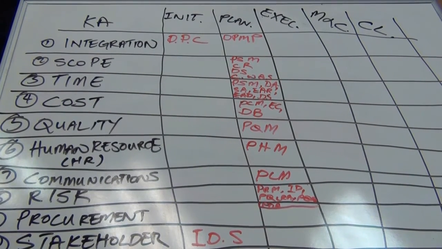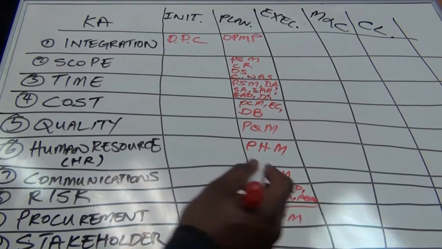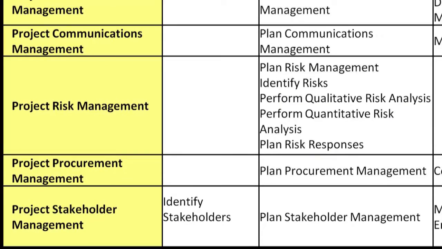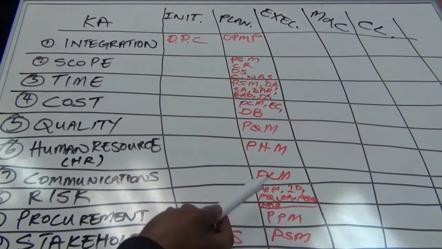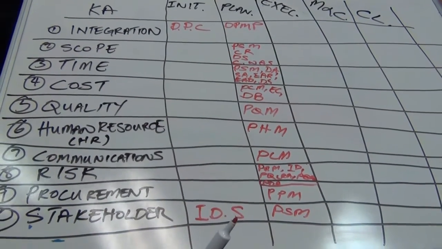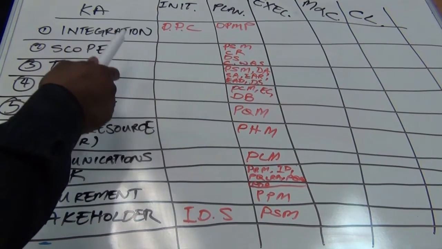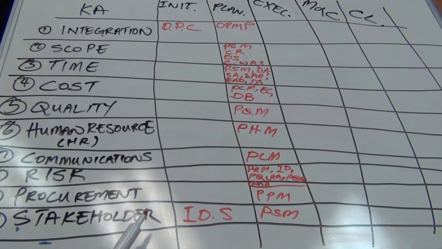Project procurement management, the first one under that is called plan procurement management, and under stakeholder management we have plan stakeholder management. So at a high level, you can see that what we're trying to achieve in the planning process group is really have a plan for all of these knowledge areas to fully understand how are we going to manage scope, time, cost, quality, human resources, communications, risk, procurement, and stakeholder management.